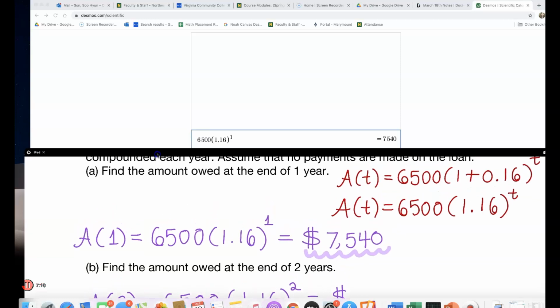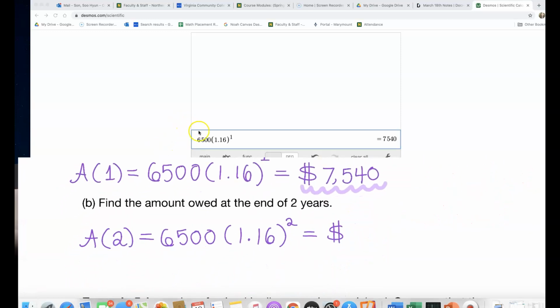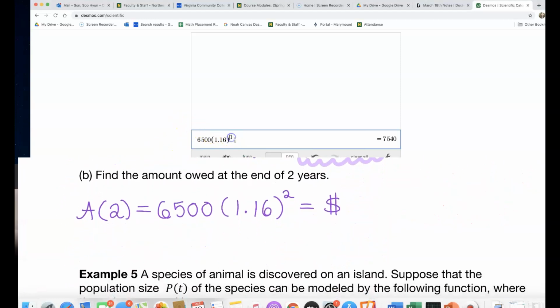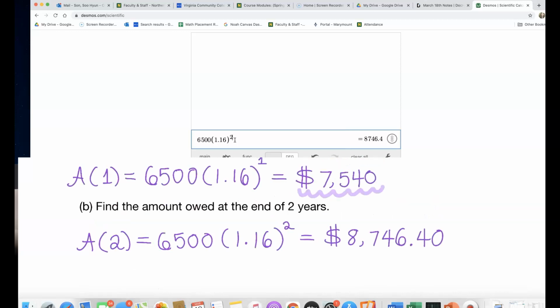So if I go down to my calculator, all I need to do is change that exponent to 2 this time. And that comes out to be $8,746.40. So you see how scary this is. You borrow somebody's money and you don't pay back. The interest is going to accumulate like crazy.